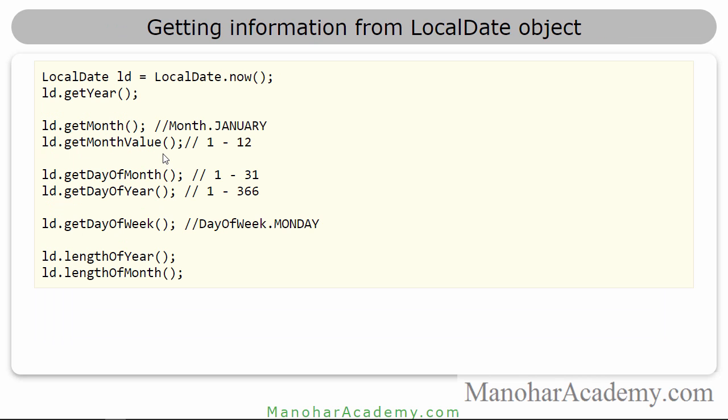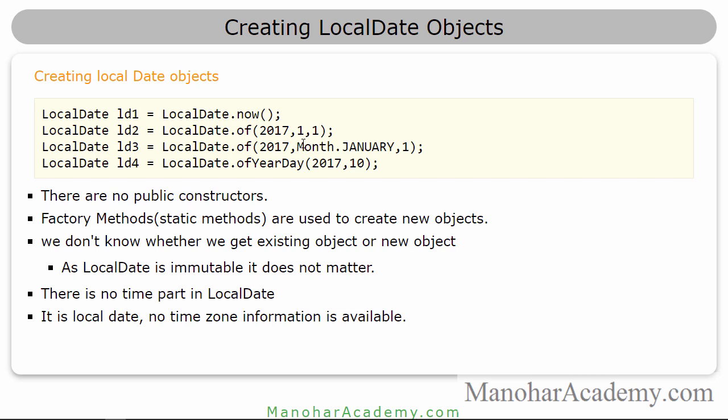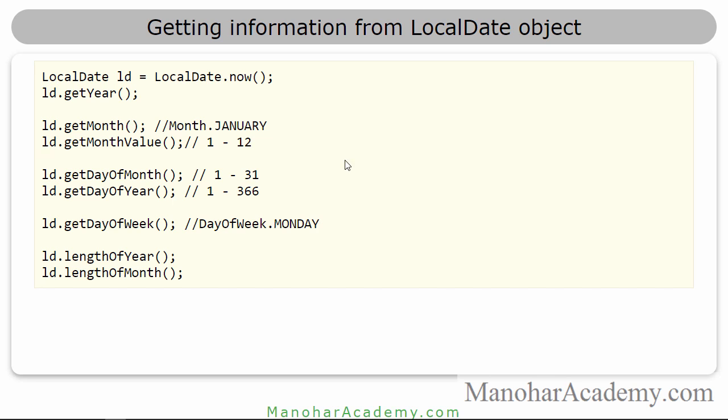Also, we can get some information from the local date object. So if you have that object, we can get the year, that is going to be, in this case, 2017. We can get the month. If we get the month, it is going to give an enumerated object, the same way we have seen while creating the object. So whatever value we are passing here, the same kind of value we are going to get here. Also, we can get month value. In this case, it is going to return a number between 1 and 12.